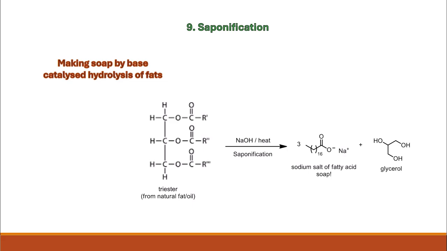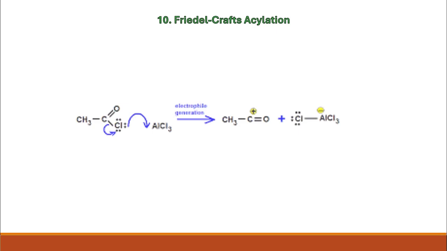So if you heat with sodium hydroxide or potassium hydroxide, then that will give you the sodium salt or potassium salt, depending on which base you've used. The sodium salt or potassium salt of the fatty acid is the soap that we use, and then you're also going to have glycerol. Friedel-Crafts acylation is a type of the electrophilic substitution reactions of aromatic compounds.